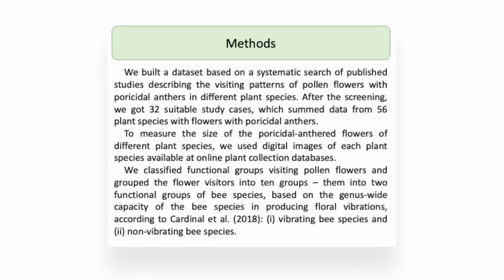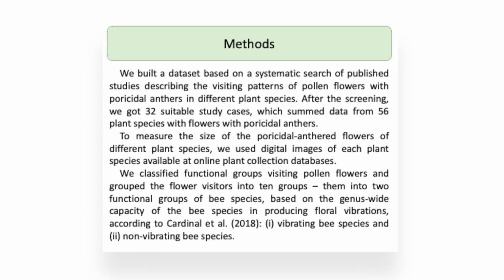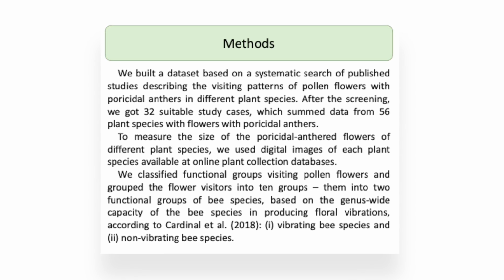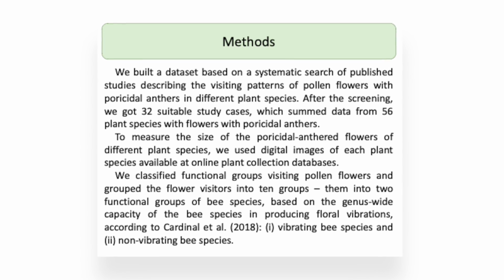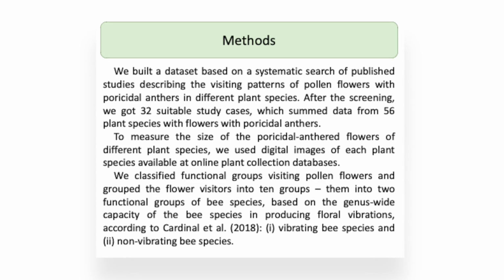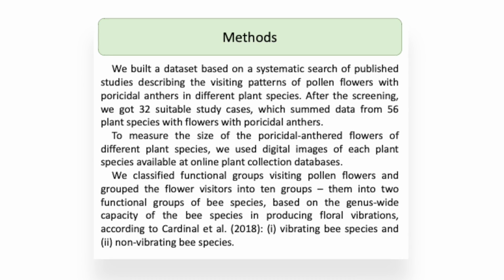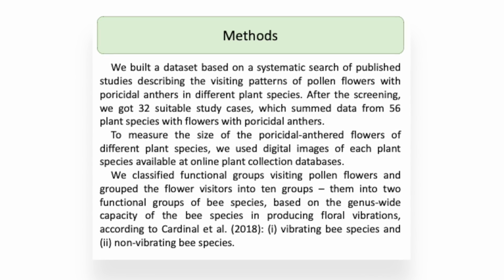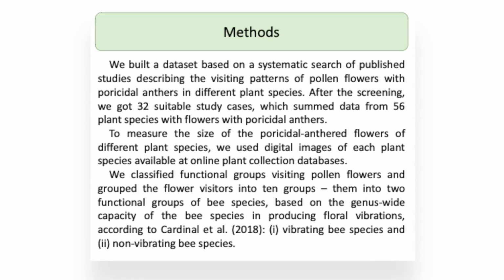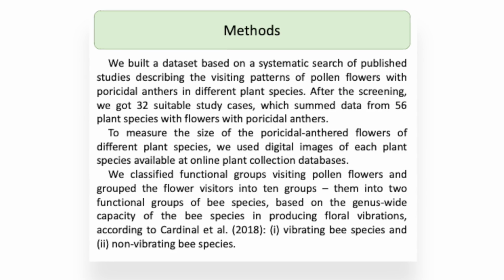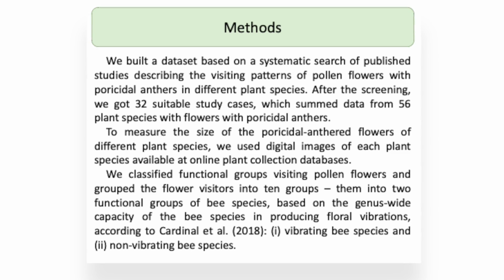To test our hypothesis, we built a dataset based on a systematic search of published studies describing the visiting patterns of pollen flowers with poricidal anthers in different plant species. After the screening, we got 32 suitable study cases, which summed data on 56 plant species with poricidal anthers. To measure the size of the poricidal anthered flower of different plant species, we used digital images of each plant species available at online plant collection databases.